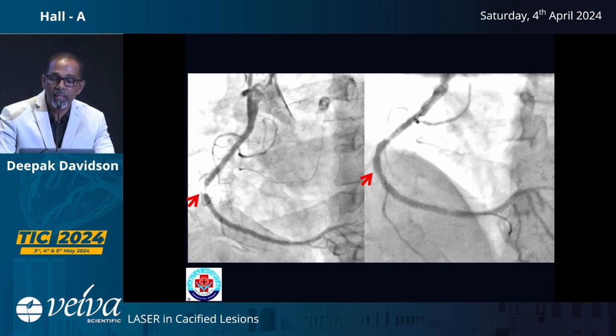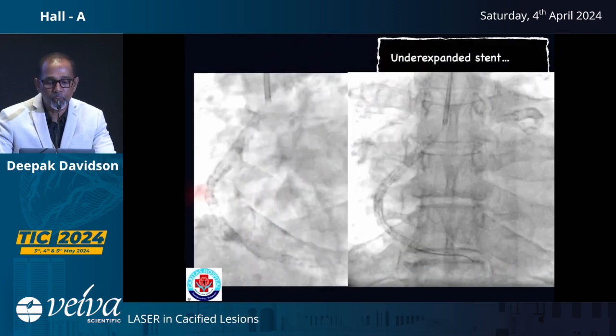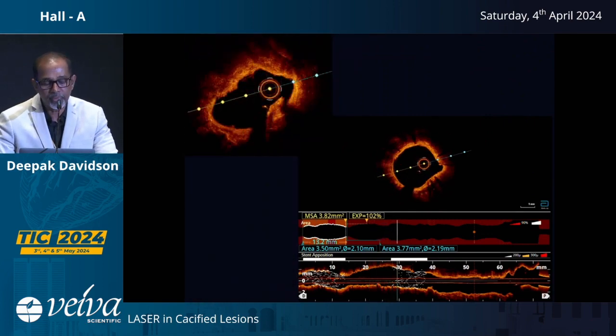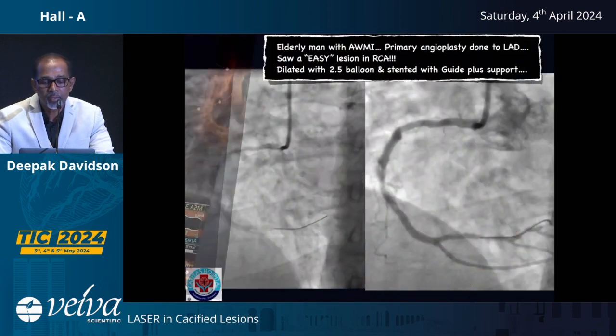We could achieve a decent result with a drug-eluting balloon over there, and these are the pre and post images of the under-expanded stent. You could see in the first image the under-expanded stent, 2 layers of stent, opened up with lasing as well as OPN balloons, and we were able to achieve a minimal luminal area of more than 5 millimeters squared and settle down with a drug-eluting balloon.